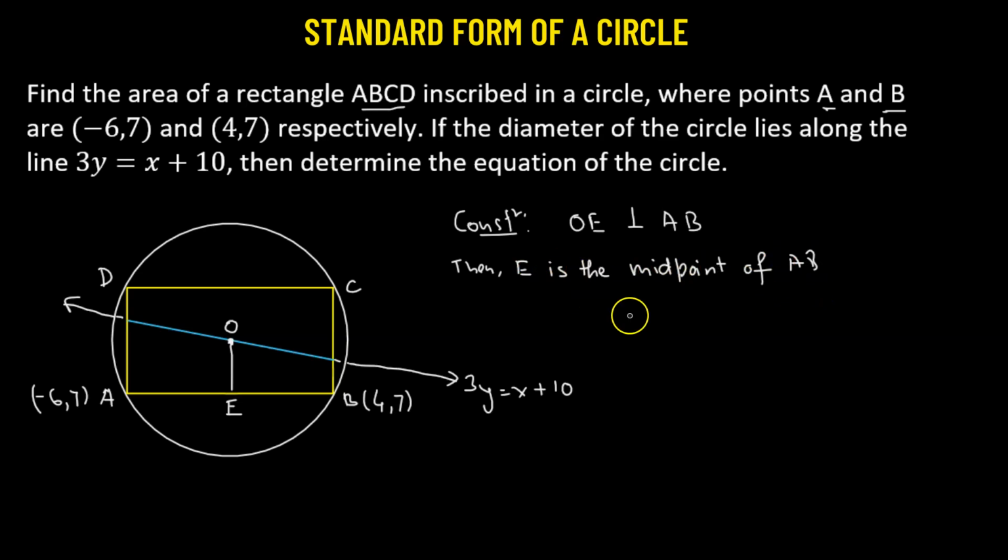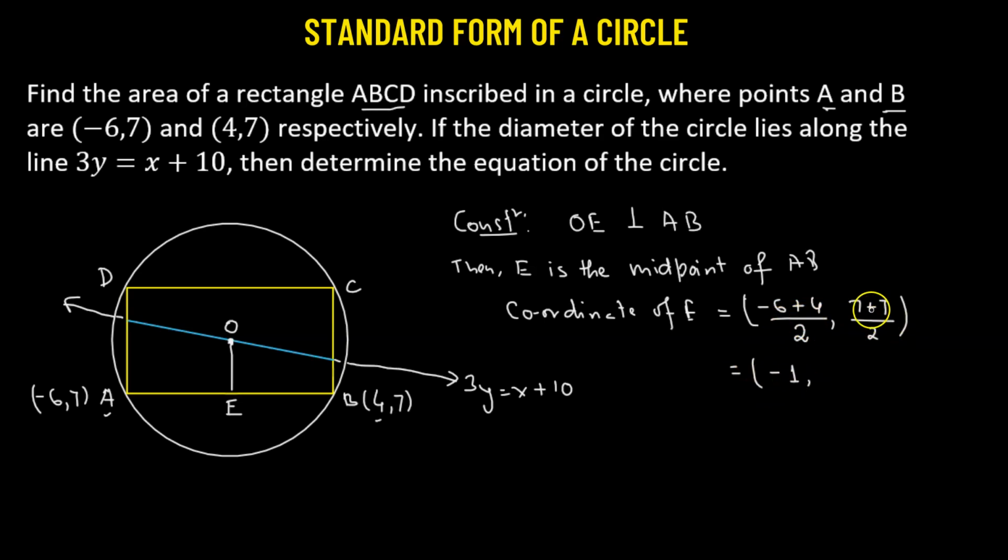Now because E is the midpoint of AB, we can also find the coordinates of point E. To find the x coordinate, we'll take the x coordinate of A and the x coordinate of B, which is -6, and add it to 4 and divide by 2. To find the y coordinate, we add the y coordinates, 7 plus 7, and divide by 2. So -6 plus 4 is -2, so we have -1. 7 plus 7 is 14, and 14 over 2 is 7. So now we have the coordinates of the midpoint E, which come out to be (-1, 7).